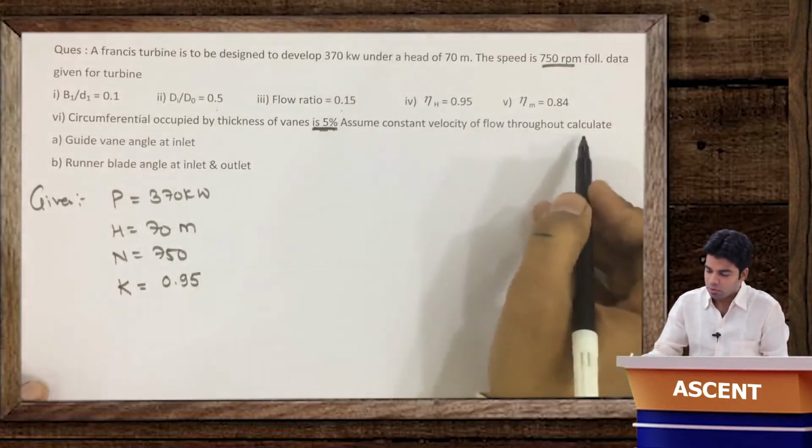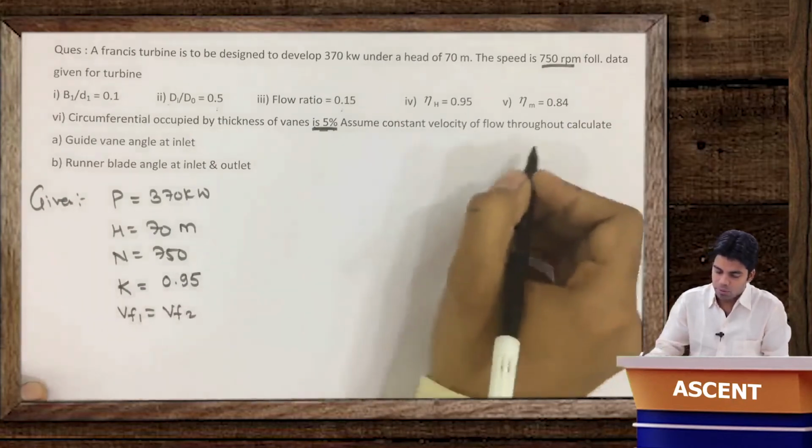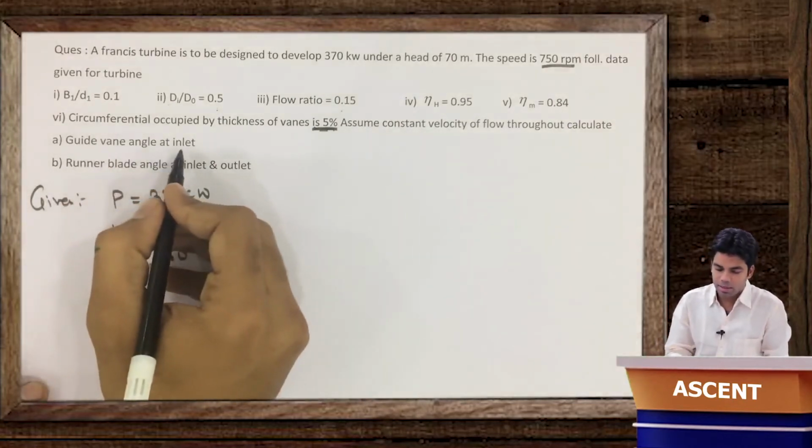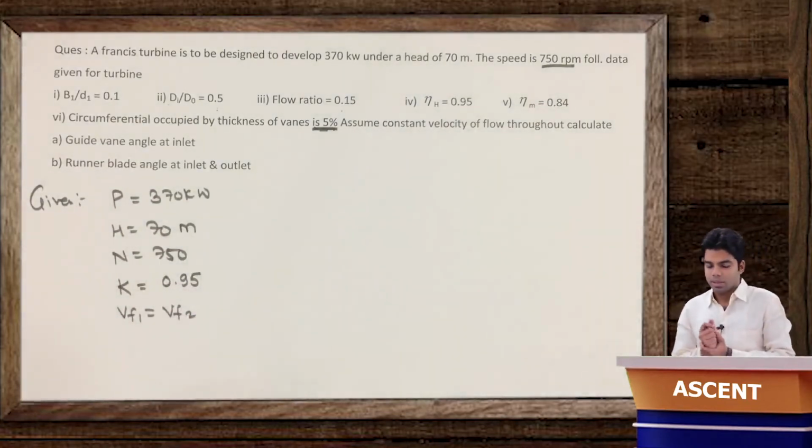Assume the velocity of flow is constant, that means VF1 is equal to VF2. We have to calculate first the guide blade angles at inlet and outlet, second the runner blade angles at inlet and outlet. Getting this or not?